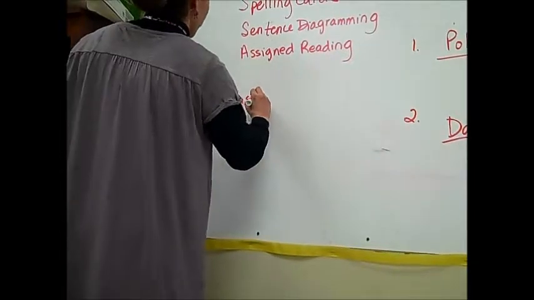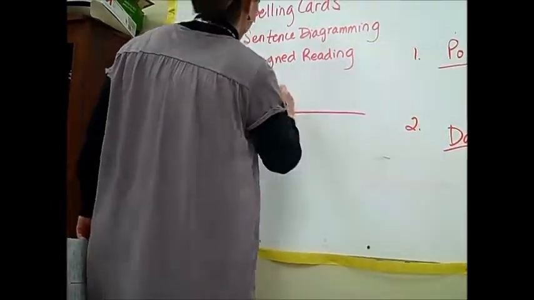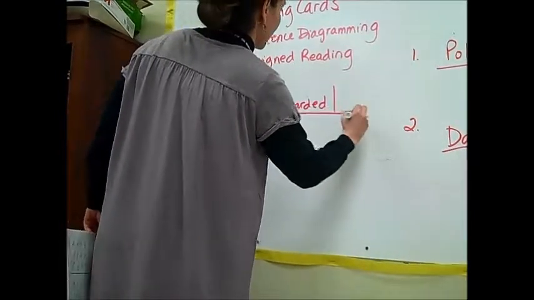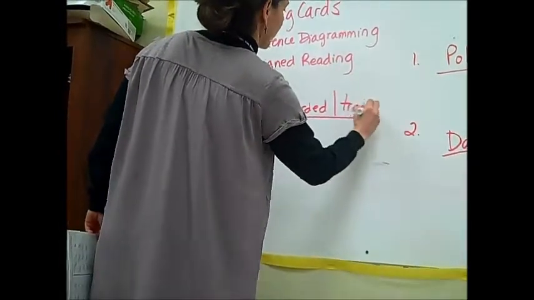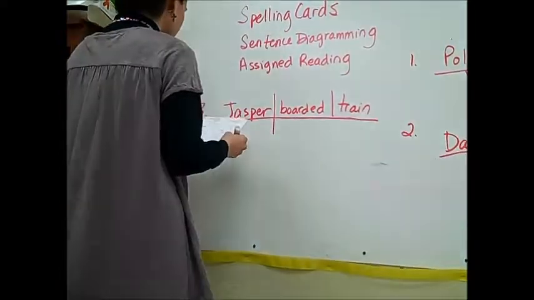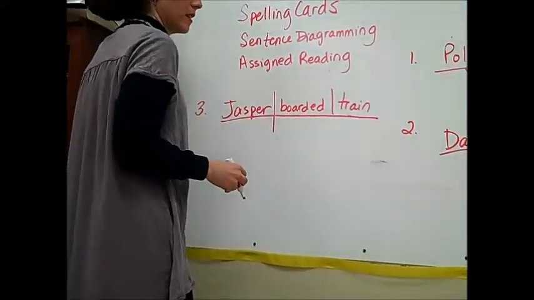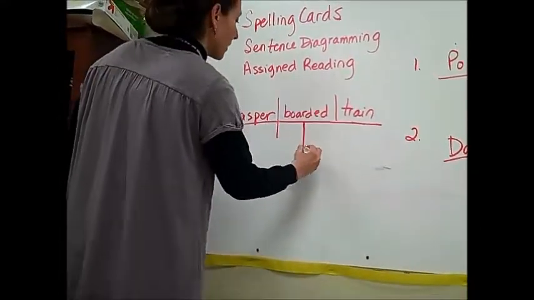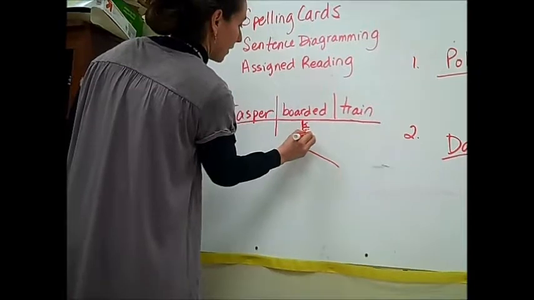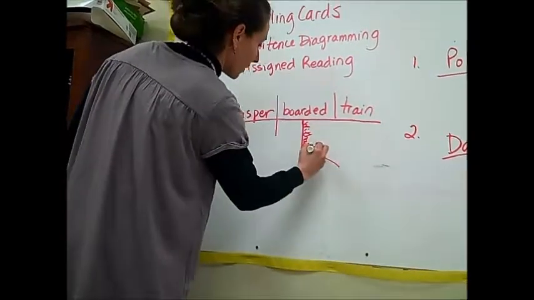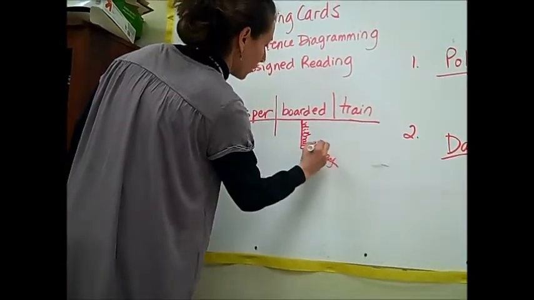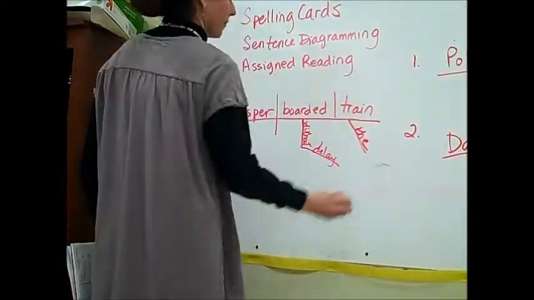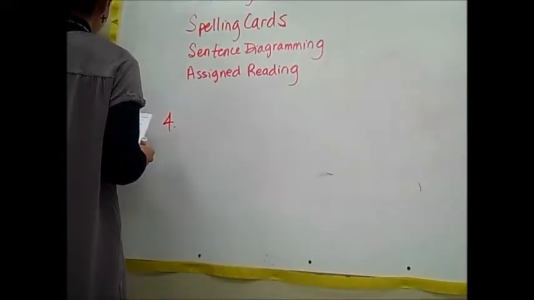Without delay, Jasper boarded the train. So Jasper boarded train. This is the meat of our sentence. Without delay means he did it quickly. He did it without waiting. And so without delay is a prepositional phrase that tells us more about how he boarded. He boarded in a hurry, without delay. The train. And that's number 3.